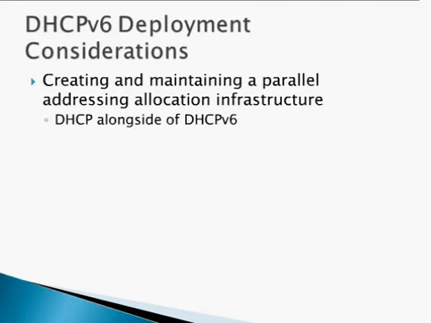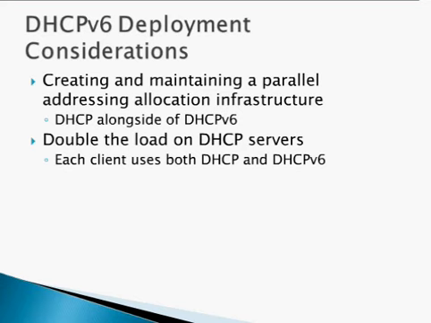You're doubling the load on your DHCP servers because each client now is going to use both DHCP for v4 and DHCPv6, so it's going to be hitting the servers relative to the lease times. Is this a huge consideration? If you have a DHCP server that's close to being maxed out, you probably don't want to do DHCPv6 on it, or maybe move to another server, for example.